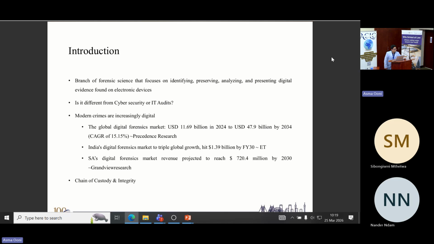Maybe now you have heard many terms like cyber law, and our conference is on that. And definitely there is cyber security and there are IT audits. So maybe the question comes: how are these terms different, or are they the same, or how are they interrelated, and then comes digital forensics. So what is its role?